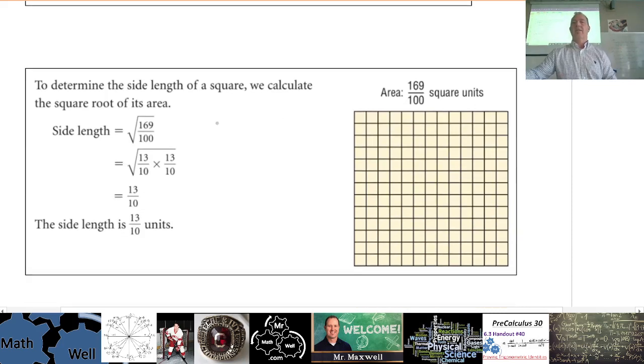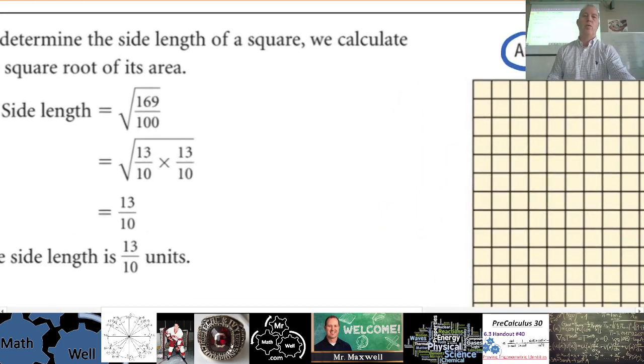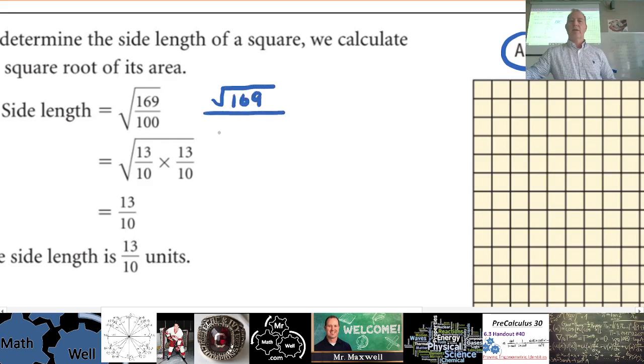To determine the side length, if I know the area, I take the square root. Now, in fraction form, it might be a little bit easier to see how to do that. So root 169 over 100. What you want to do is find a fraction that multiplies by itself to give this number. Or, what is the square root of 169 and what is the square root of 100? So that's another way of looking at this question. They show you here that if you multiply 13 over 10 times itself, you'll get 169 over 100. Therefore, your square root is 13 over 10.